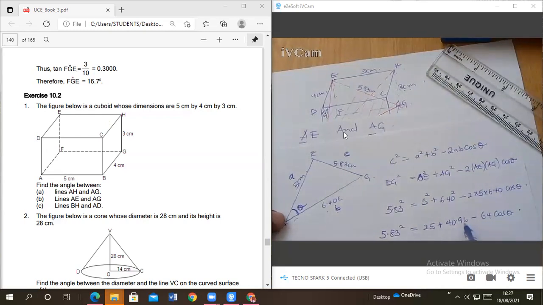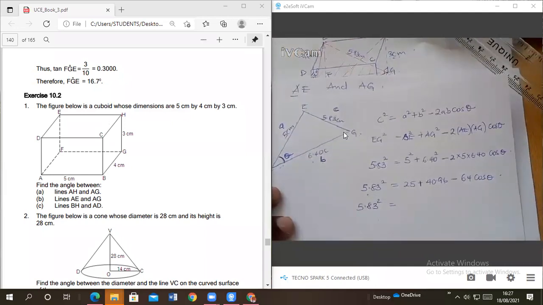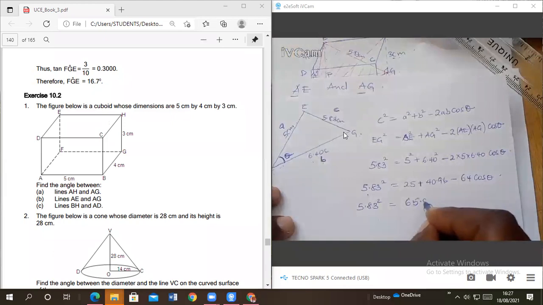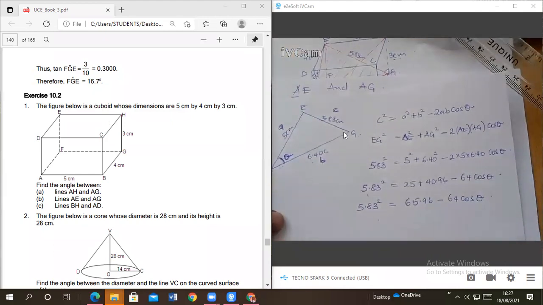So let us bring this one this side. Let me first leave this one the way it is because it is too big for me. I'm going to add 25 plus 40.96 and get 65.96, then minus 64 cos theta. Is it okay? Yes. I'm going to take this one this side. So I have 5.83 squared plus 64 cos theta equals 65.96. Now, I'm going to take this one this side.